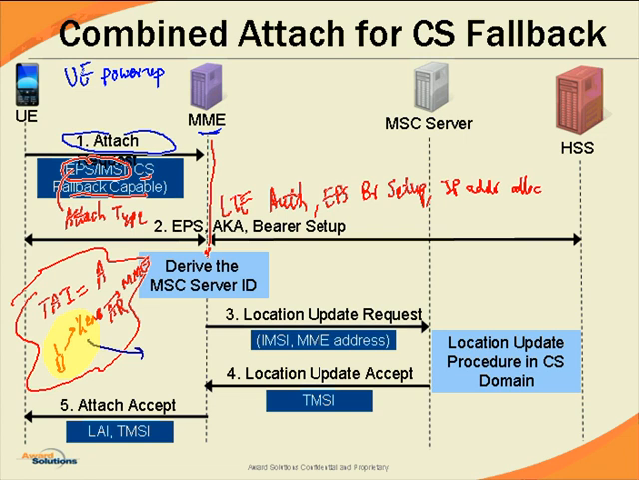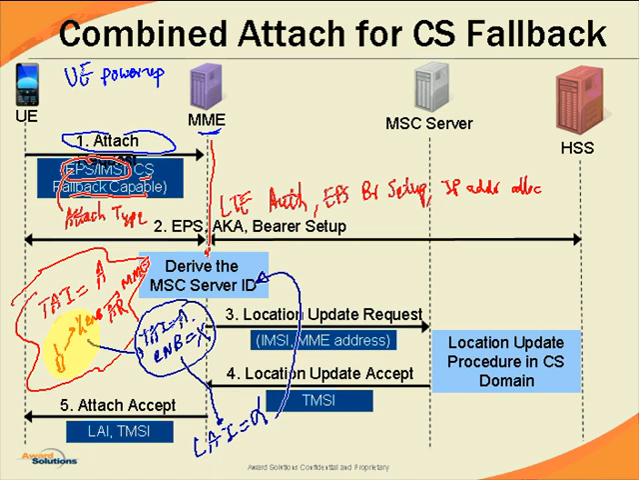So we say, okay, TAI number A, let's have eNodeB number B. So let's map that to location area number, let's say, alpha. So it derives based on that identity of the MSC or MSC server, that who is in charge of that location area. So in one very simple implementation, we may have database in the MME itself.